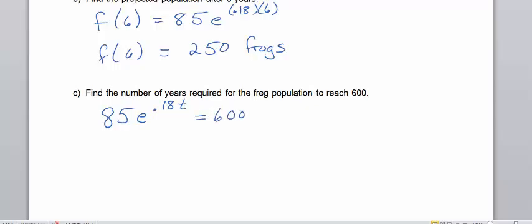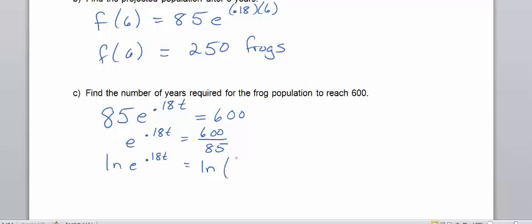To do this, we're going to divide both sides by 85. So we get 600 divided by 85. We'll deal with that in a little bit. I have an exponential here, and so to get rid of an e to a power when the variable is in the exponent, we're going to take the natural log of both sides.